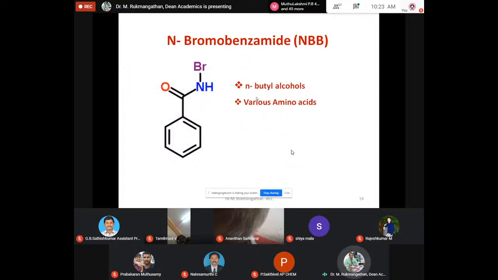The next one is the bromo derivative of the previous compound, N-bromobenzamide. Only a small amount of work has been carried out using this compound. N-butyl alcohols and amino acids have been studied by making use of it. So here there is an opportunity to use this N-bromobenzamide as the oxidizing agent to study the chemical kinetics of the remaining substrates. Researchers can make use of this N-bromobenzamide for their study.